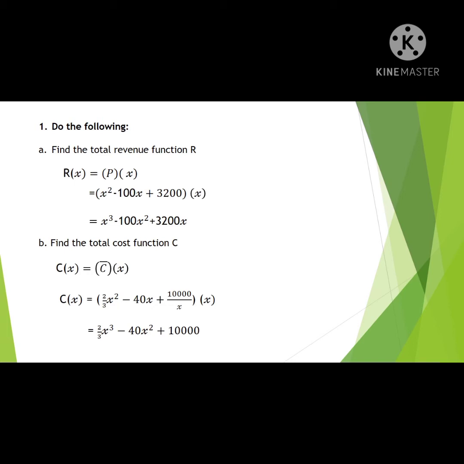And B, we have to find the total cost function C. To find the cost function, we have to multiply the average cost with the units produced. The average cost function has been given in the question, so we have to times that with x, and we'll get the answer 2/3 x cubed minus 40x squared plus 100,000.